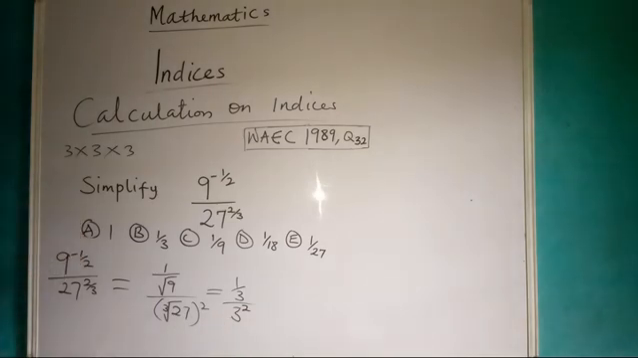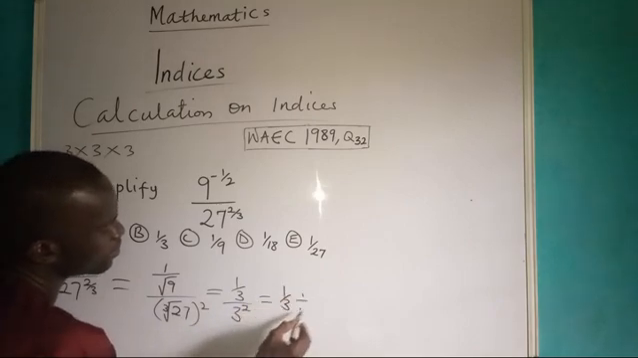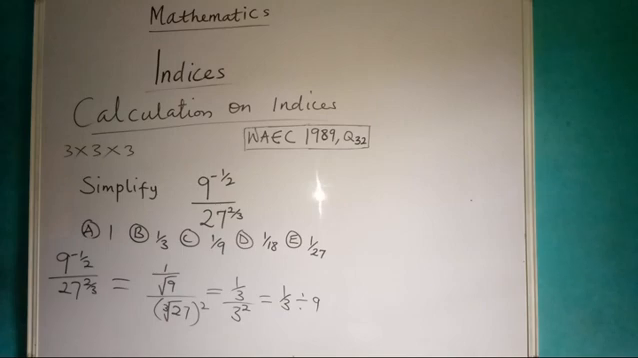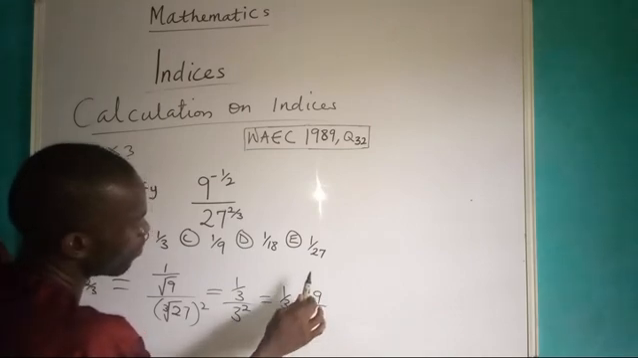Now, what can we do next? Okay, for this one, I can say 1 over 3 divide 9. This one is 9, 3 squared is 9. Okay, this one is not a fraction. This very one is not a fraction. I will make it over 1.